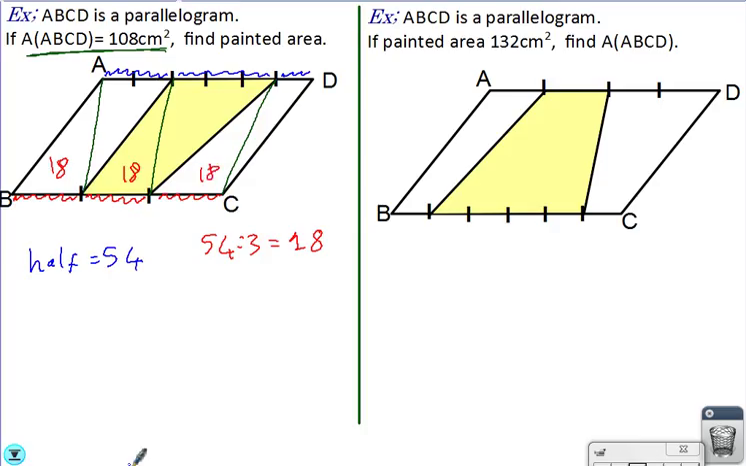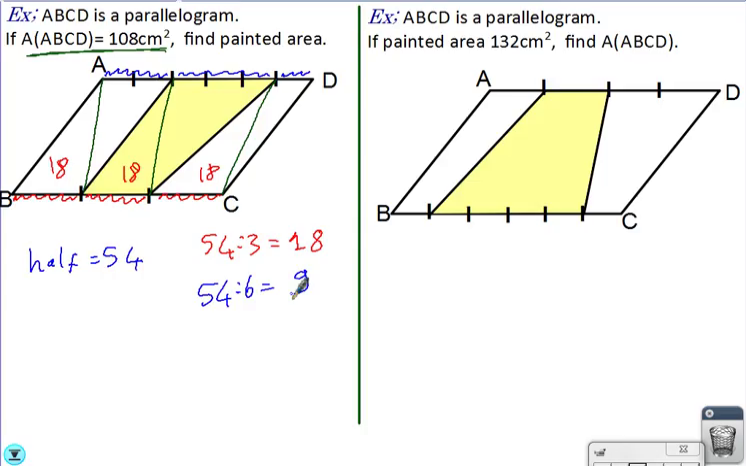By looking at the top, how many parts do we have in here? 1, 2, 3, 4, 5, and 6 parts. 54 divided by 6. I share the half area into 6 parts. 6 times 9, so each part has the area 9.